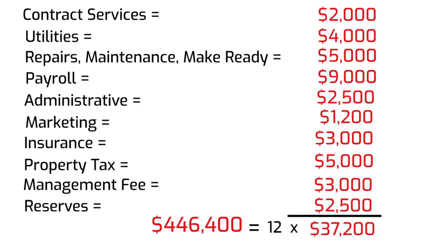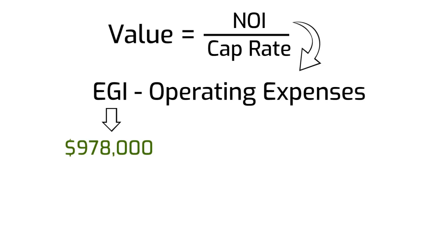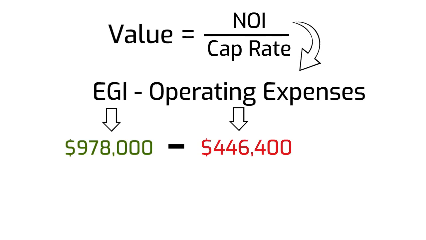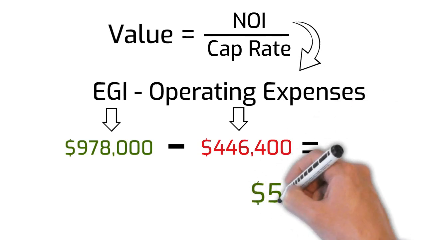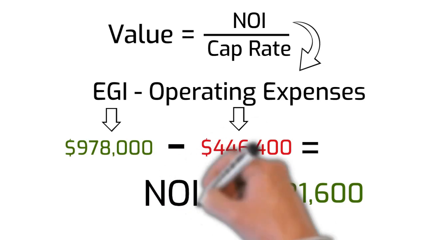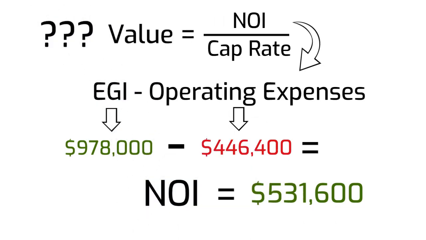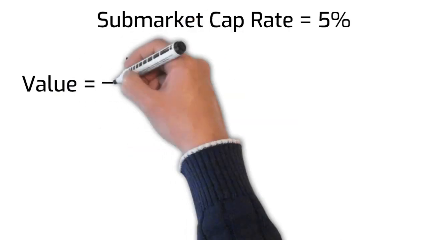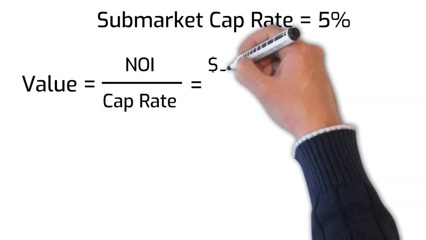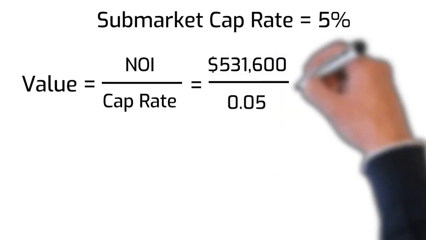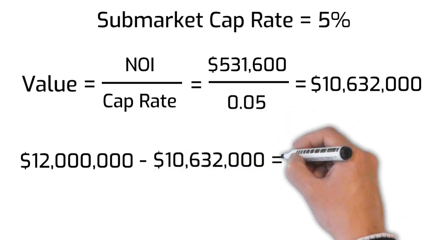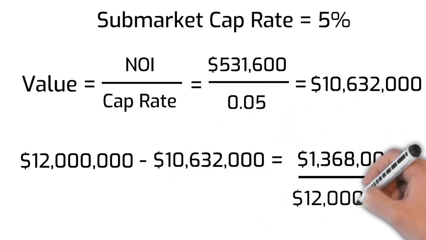We can now figure out our NOI by taking our effective gross income of $978,000 and subtracting the operating expenses of $446,400, which comes to $531,600. So what is the property worth? You find out from the broker and your market research that the cap rate for this submarket is 5%. We know value equals NOI divided by cap rate. So at a 5% cap rate, or a 5 cap, this property is worth $10,632,000. This is roughly 11.5% lower than their whisper price of $12 million.